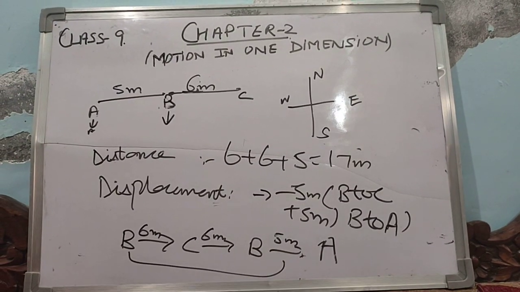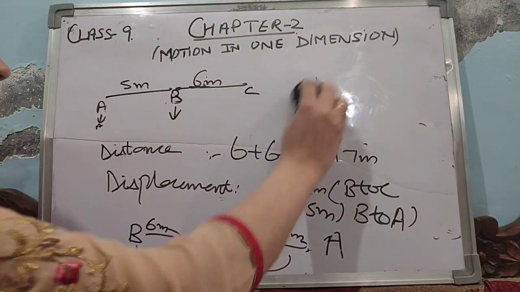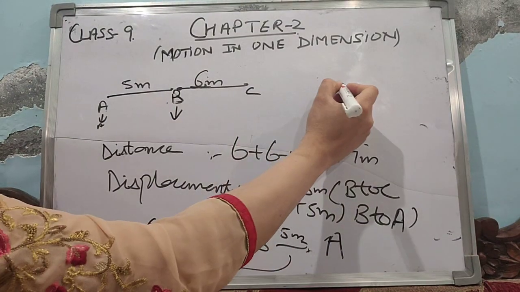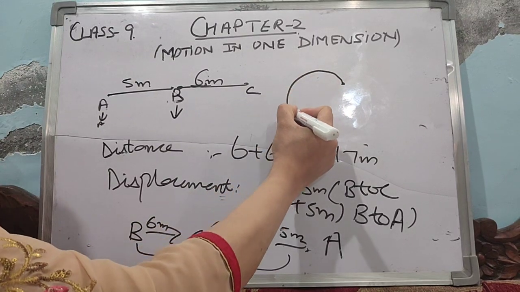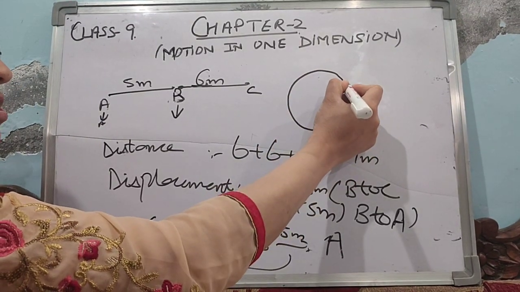I'll give you one more example of zero displacement. When a body is moving in a circular motion, suppose a body is moving from this point and it is moving in a circular motion and again it reaches back to this point.